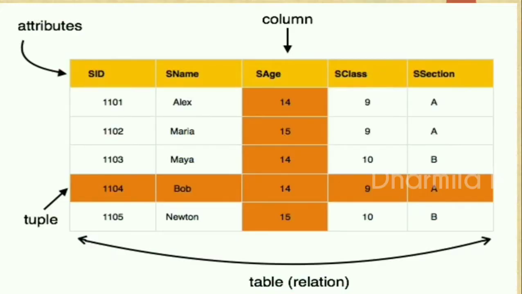Now look at the table. We do have columns and we do have rows. Every single column is termed as attributes. Every single row is termed as tuple and the entire table is termed as relation.